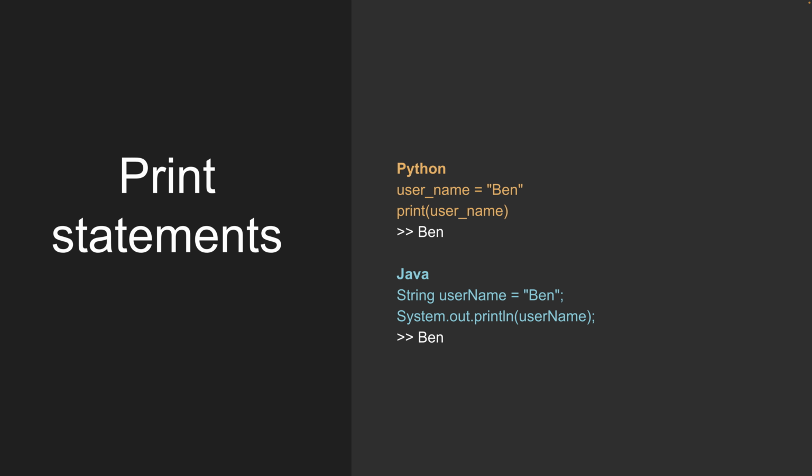You would put that in the parentheses. In Java, the same idea. We have a string as the variable type, username, Ben. System.out.println is the way that Java does a single print. So System.out.println with a variable name. They're doing the exact same task. You can see the output here, Ben and Ben.